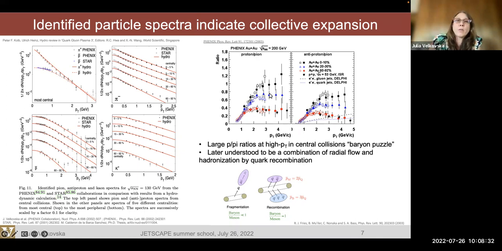Here we show the ratios of the proton to pion production for different centralities, also compared to pp collisions. And what we found is that indeed these ratios are pretty large at the intermediate transverse momentum. A good explanation later on turned out to be that this can be understood through a combination of a radial flow effect for the heavier particles, and also production of baryons and mesons through quark recombination, which gives an advantage to the baryons at higher momentum.